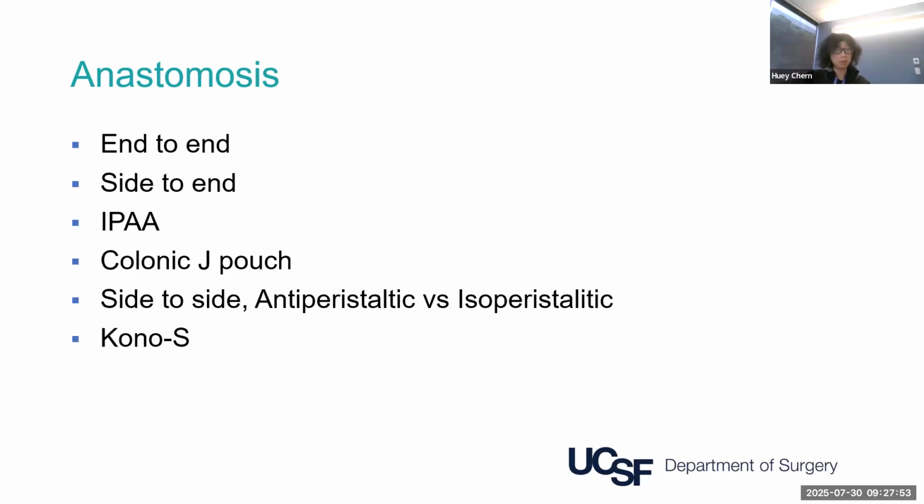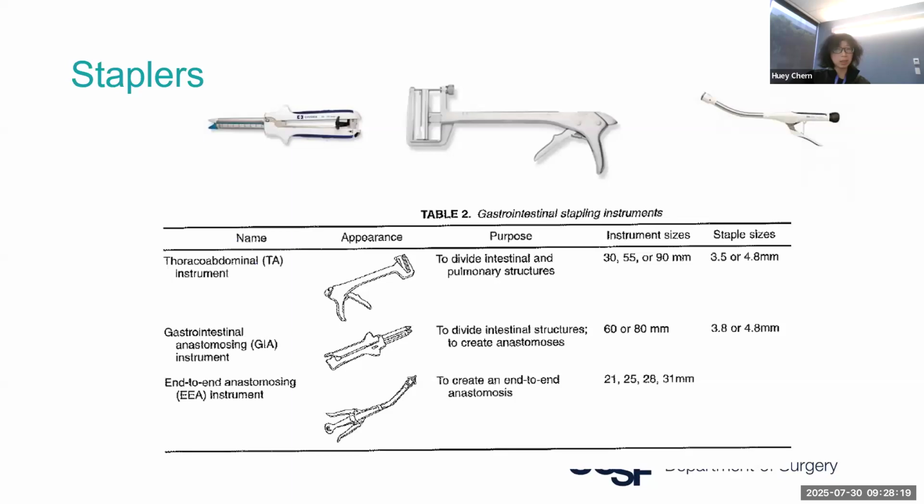We can also form a colonic J-pouch after low anterior resection. There's also the side-to-side anastomosis, which can be formulated in an anti-peristaltic fashion or isoperistaltic fashion. And the newest addition is the Kono-S anastomosis that we do for Crohn's patients. I showed the staplers because I hope it helps give you a more complete picture of how we do these anastomoses.